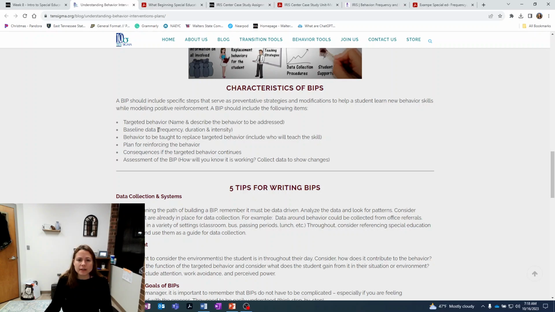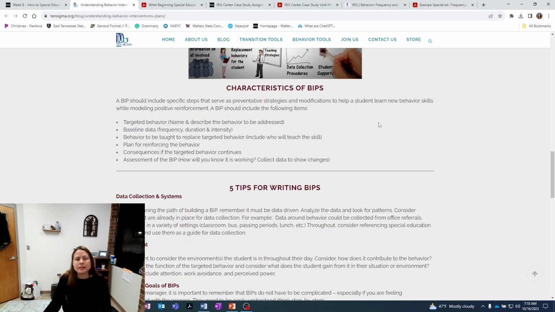It should have a targeted behavior, so name and describe the behavior that should be addressed. You should use that data: the frequency, the duration, the intensity, all of that has to be included. You have to look at the behavior that has to be taught to replace the behavior that you don't like, right? And who's going to be teaching that skill to the child?